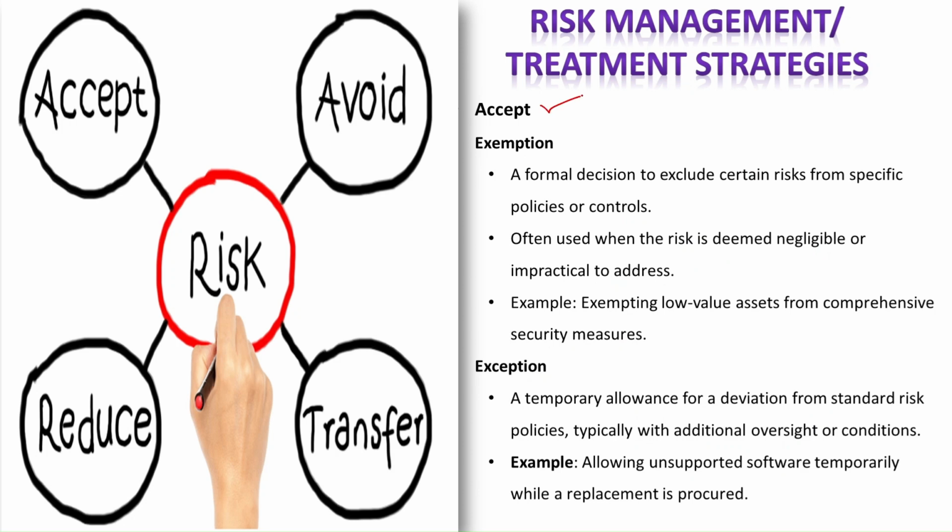So the risk acceptance includes exemption. So a formal decision to exclude certain risk from specific policies or controls, often used when the risk is deemed negligible or impractical to address. For example, exempting low-level assets from comprehensive security measures. Another is exception, which is a temporary allowance for a deviation from standard risk policies, typically with additional oversight or conditions. For example, allowing unsupported software temporarily while a replacement is procured.